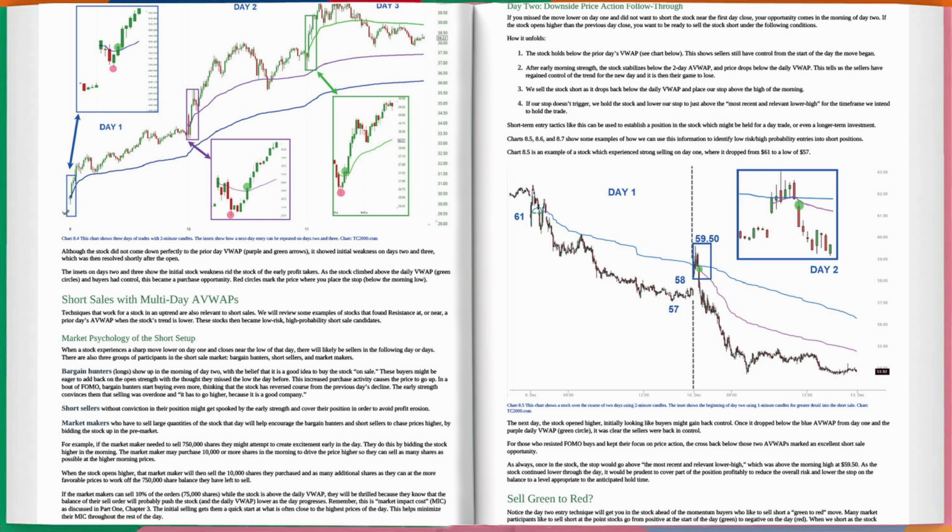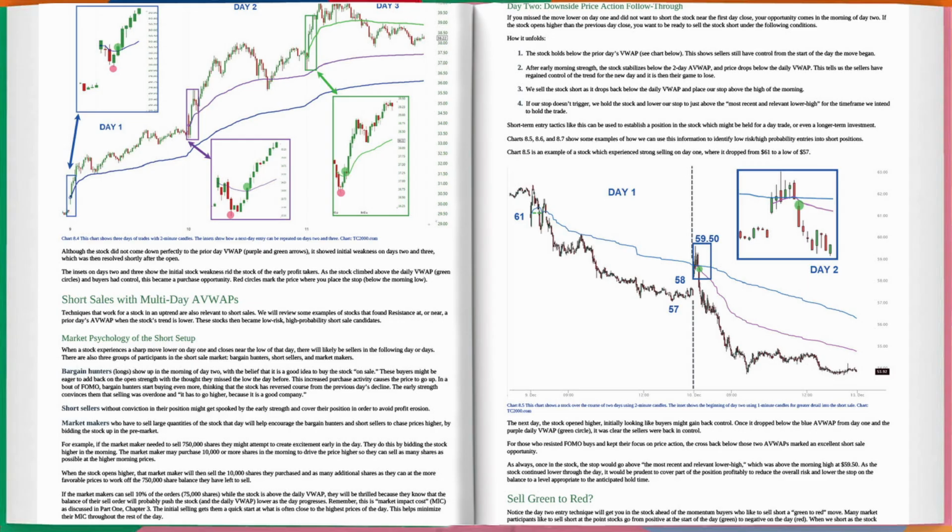2. After early morning strength, the stock stabilizes below the 2-day AVWAP and price drops below the daily VWAP. This tells us the sellers have regained control of the trend for the new day, and it is then their game to lose. 3. We sell the stock short as it drops back below the daily VWAP and place our stop above the high of the morning. 4. If our stop doesn't trigger, we hold the stock and lower our stop to just above the most recent and relevant lower high for the time frame we intend to hold the trade. Short-term entry tactics like this can be used to establish a position in the stock which might be held for a day trade, or even a longer-term investment.